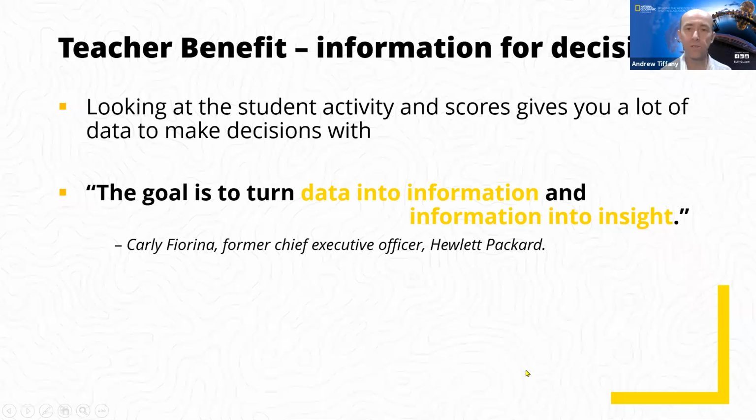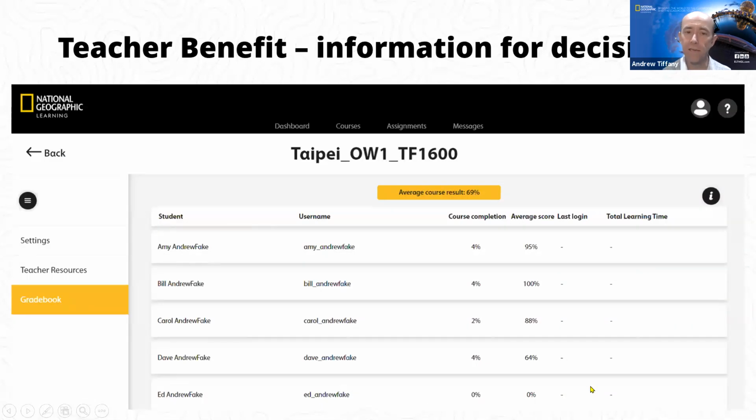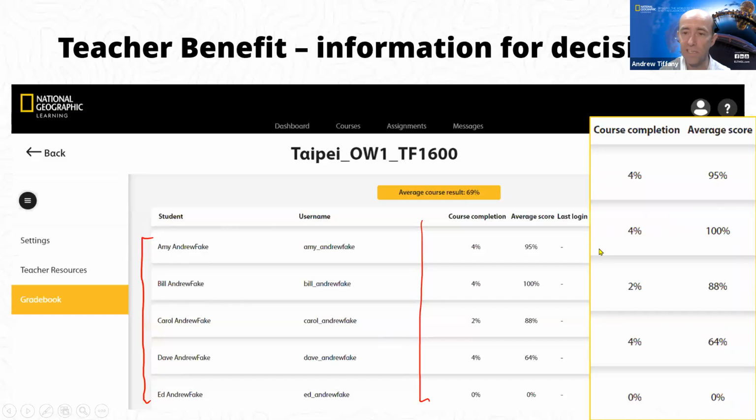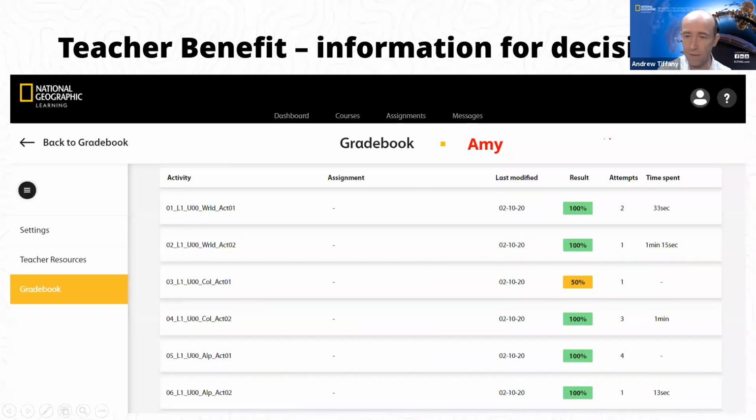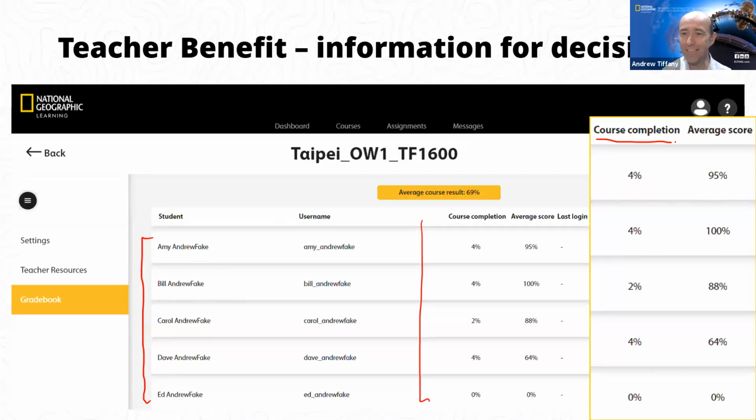So what we're going to do is we're going to look at some data and we're going to see what story it tells us, okay? So what I have here are my 5 fake students. I've got Amy, Bill, Carol, Dave, and Ed. Okay, and in the middle of the screen here, I've got some data. Now I'm going to make it a little bigger just so you can see it a little easier. There we go. So I've got some course completion data and an average score.